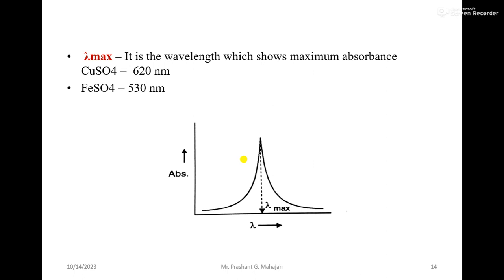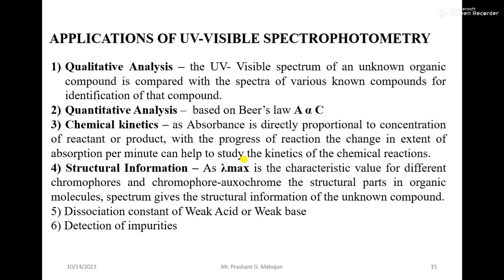But again, I am saying that the spectrophotometer is more accurate than the colorimeter, because if you take a slightly turbid solution, the colorimeter shows a zero reading, but the same solution shows something like 0.01 or 0.02 on the spectrophotometer. Next, applications of UV visible spectrophotometry.